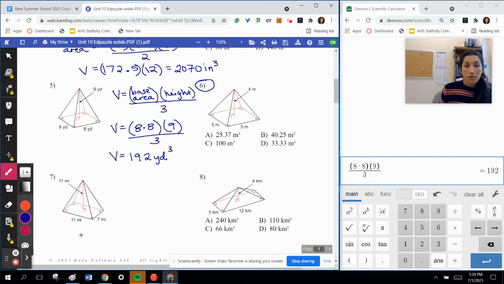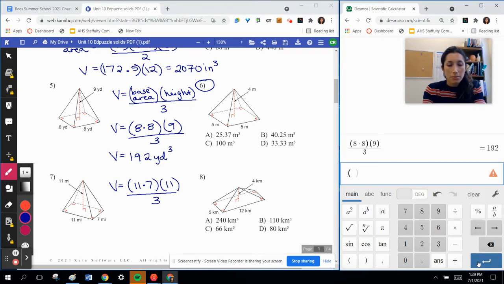And in question 7, our volume is still the same. It's still a pyramid, right? So we are going to do the base area times the height divided by 3. The only difference now is here we had a square for the bottom. Now we have a rectangle for the bottom. So it's going to be 11 by 7. So our volume in that shape is 11 by 7 multiplied by the height, which is 11, all divided by 3. So we're going to put that into our calculator. Instead of 11 times 7, you could just do 77 times 11 divided by 3.